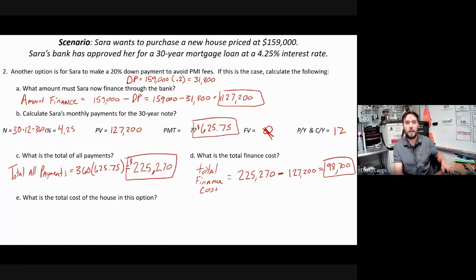So that's how much the bank charged you for financing, or for giving you $127,000. They say, I'll give you $127,000, but in return, you're going to pay me $98,000 for that. That's how that operates, kind of like when you buy a hamburger. I'll give you this hamburger that costs me $5 to make, and I'll sell it to you for $15, and we buy it.